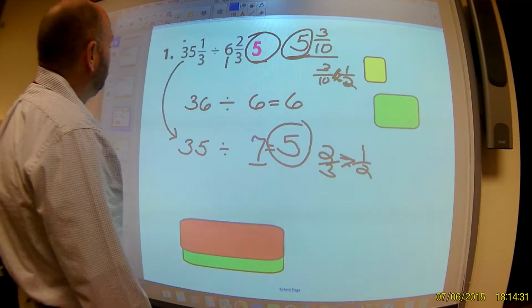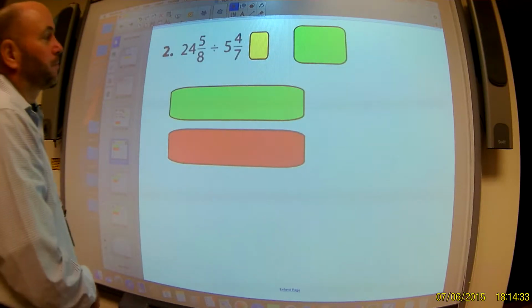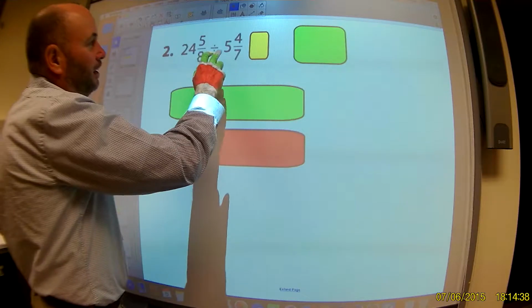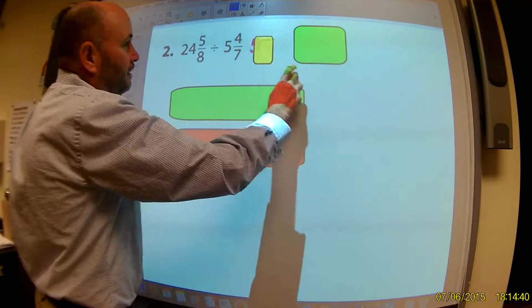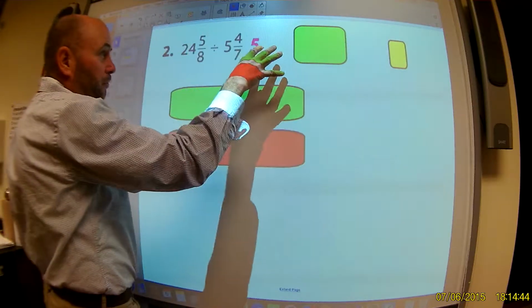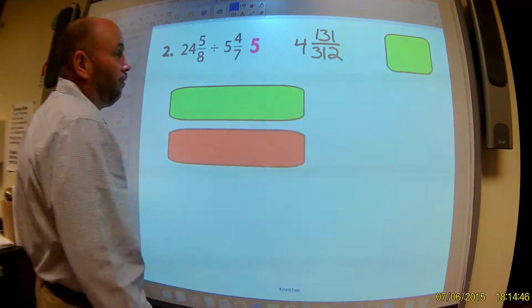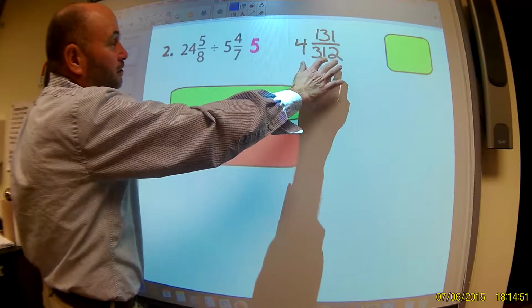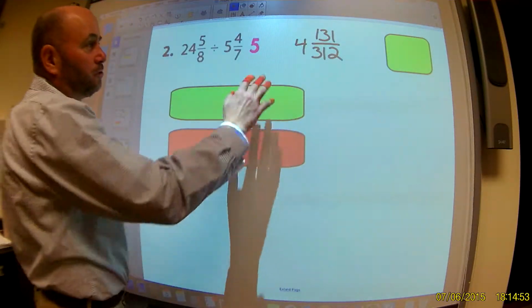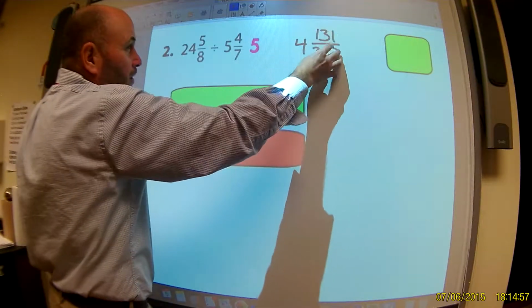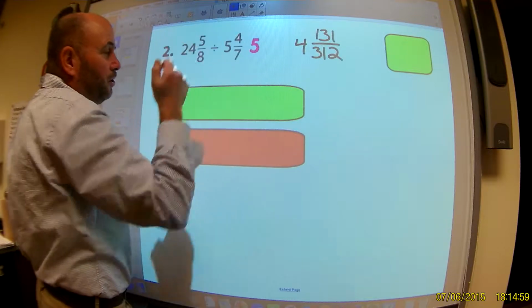All right? Let's take a look at number 2. In number 2, we have 24 and 5/8 divided by 5 4/7. The estimated answer is 5. If we were to do the math without estimating, our full answer would be 4 and 131/312. So you can see, wow, these fractions, you probably don't want to deal with that. So an estimation is pretty good here.